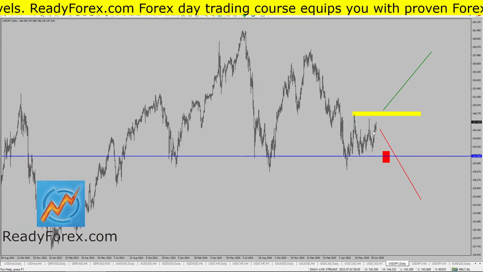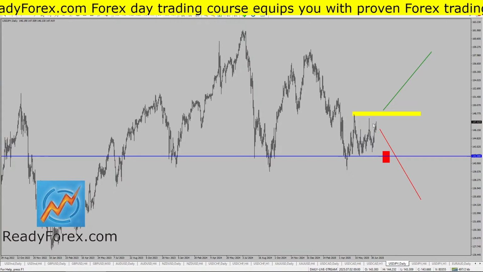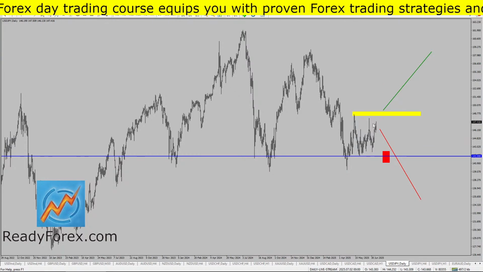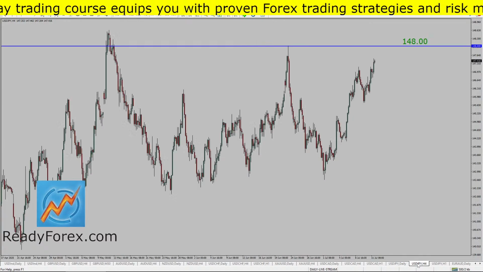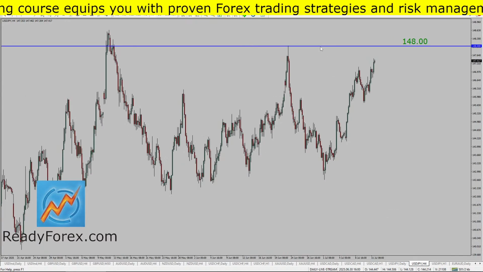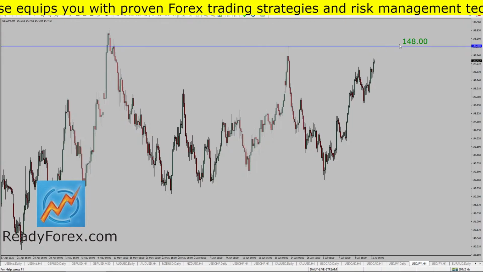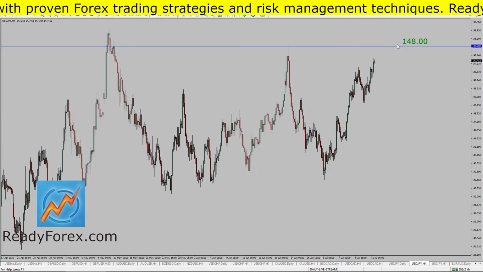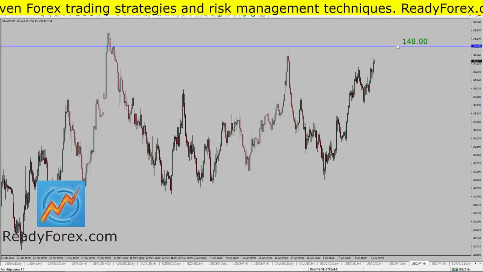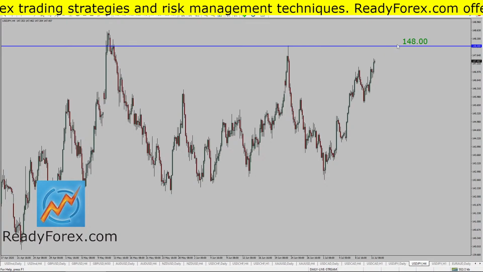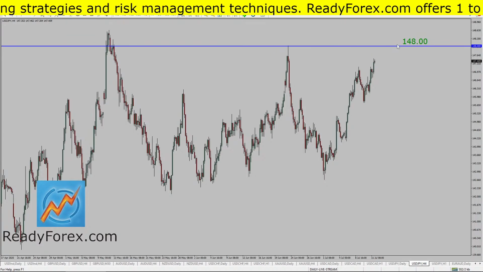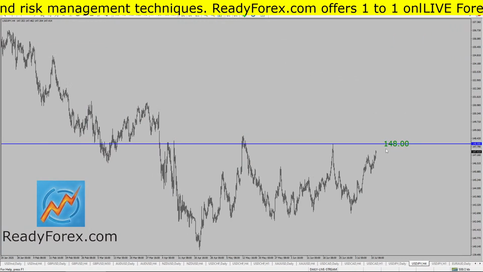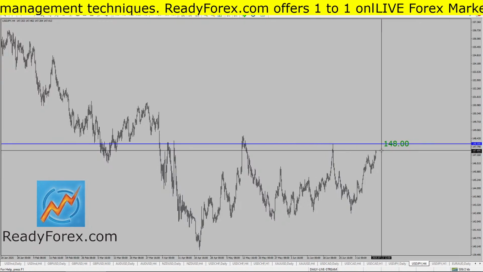This one looks interesting. We're getting kind of a triangle formation over here in the daily time frame of the USDJPY currency pair. Now let me show you the 4-hour chart. This is the level 148.00. If price action is going to break above the 148.00 level, then the way I see it, the market is going to rise even further. But for the time being, we did not get a bullish breakout.